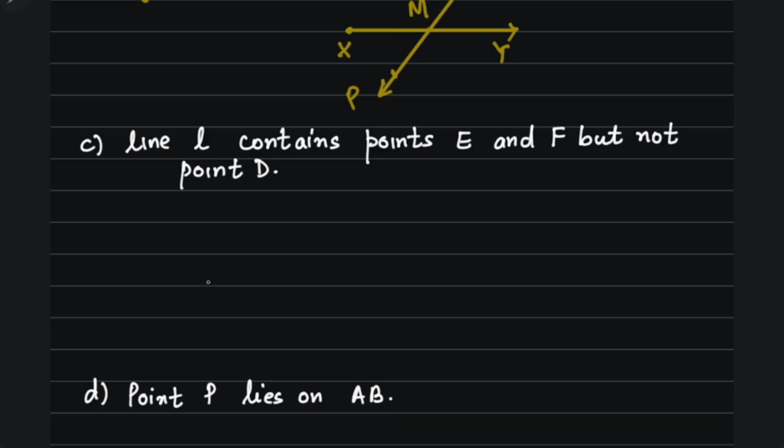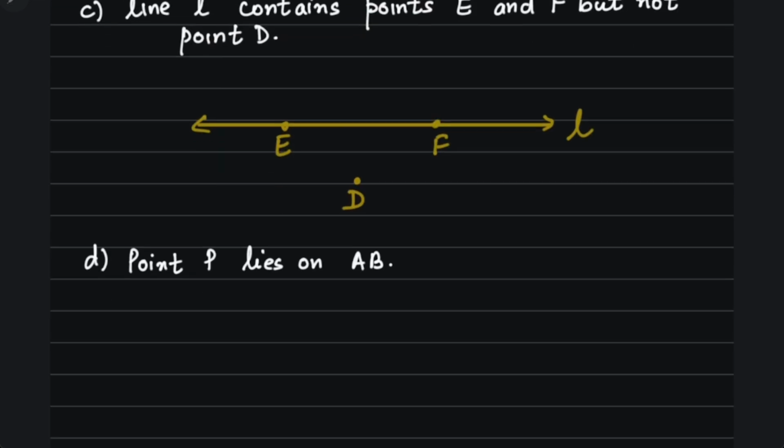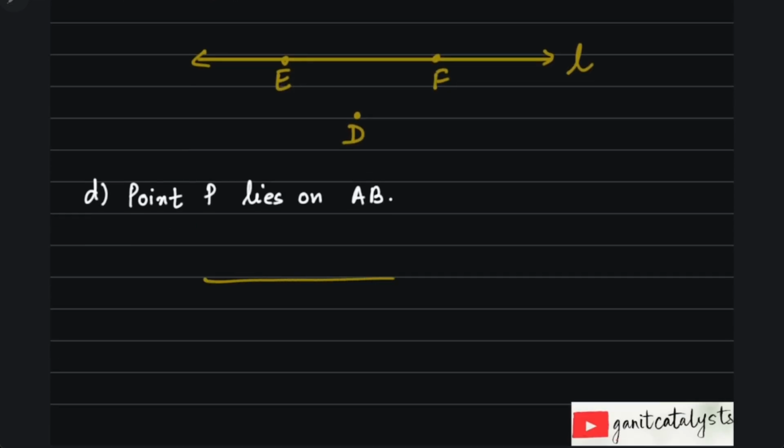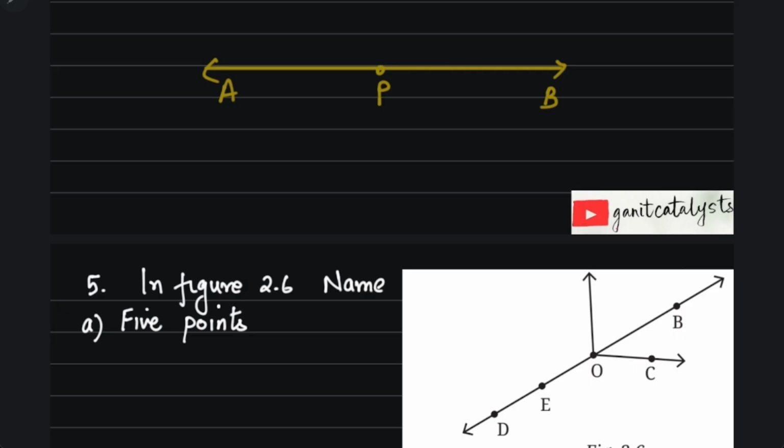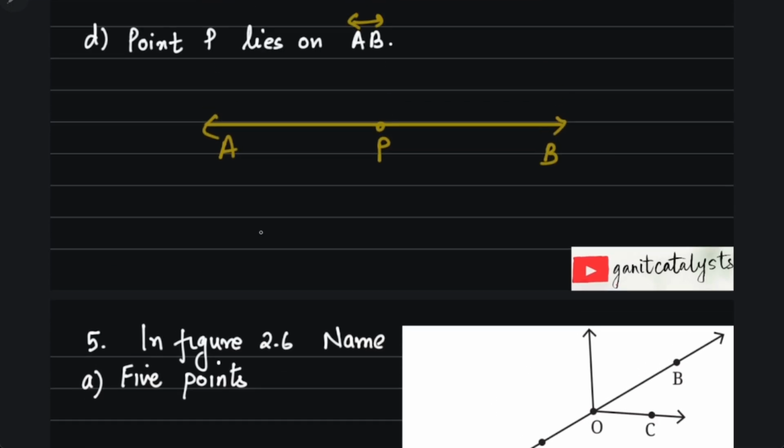Line L contains, suppose this is a line L, which contains points E and F, but not D. So point D is outside line L. A point P lies on AB. So there is a line AB, and P is a point which lies on AB. And if it is a line segment, then also, suppose this is line AB, but here it is line segment AB, then you draw like this, AB, and point P lies on it.